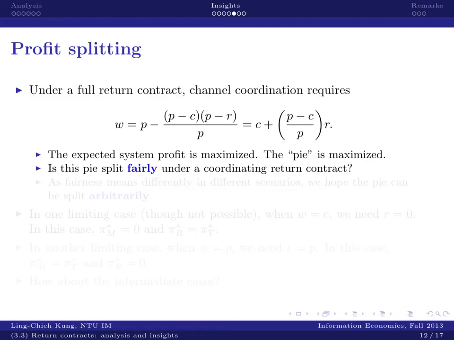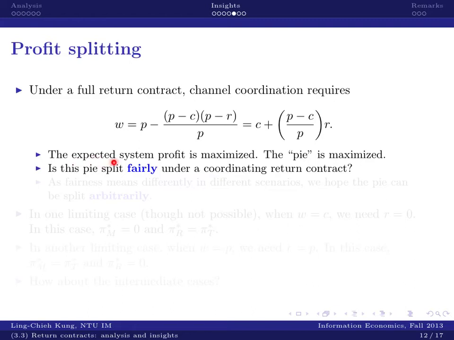Suppose I want to coordinate our channel, and suppose I want to make the wholesale price higher. Okay? When I make the wholesale price higher, the retailer has the incentive to order fewer products. To maintain the order quantity at the system optimal, I need to give her some more incentive to raise the order quantity, and that must be the increase of R. Okay, that's the intuition here.